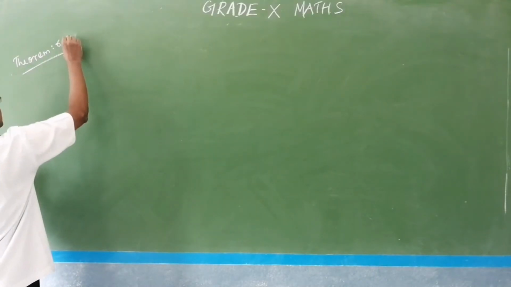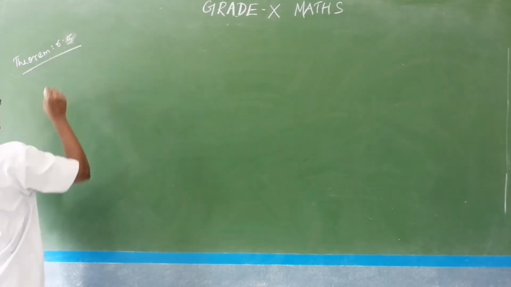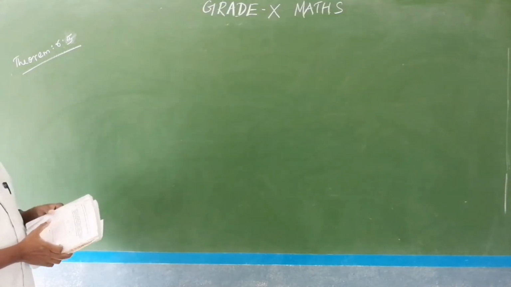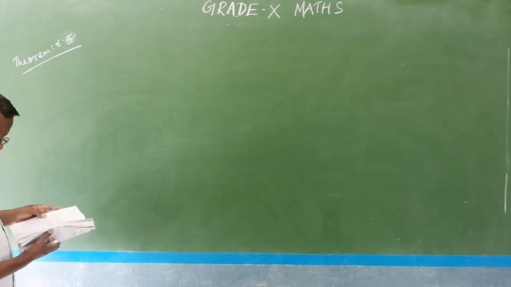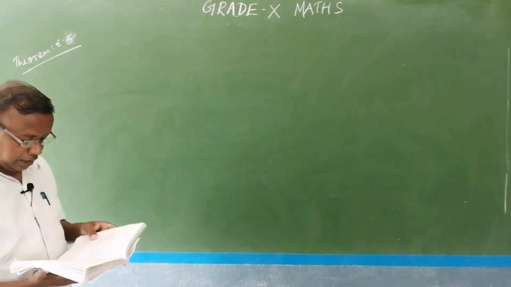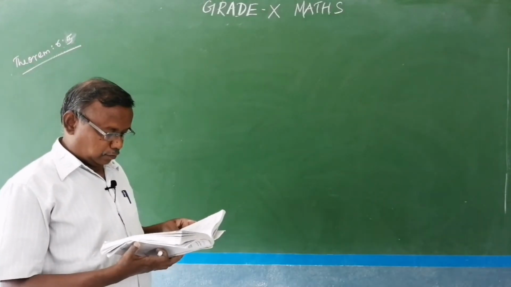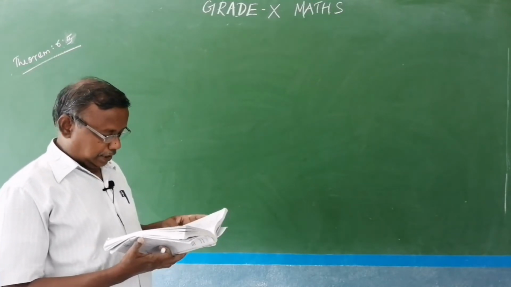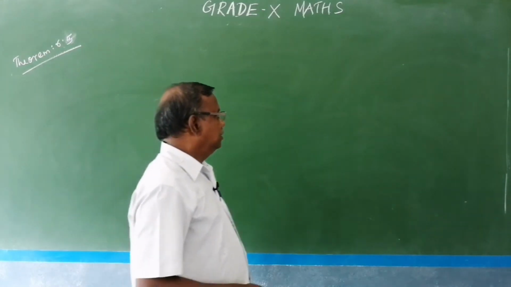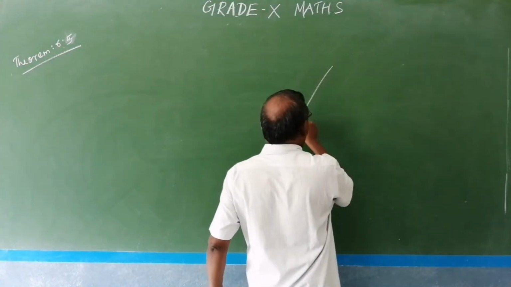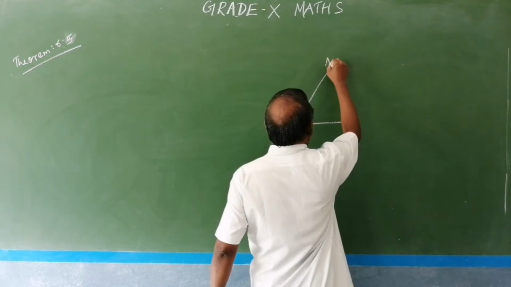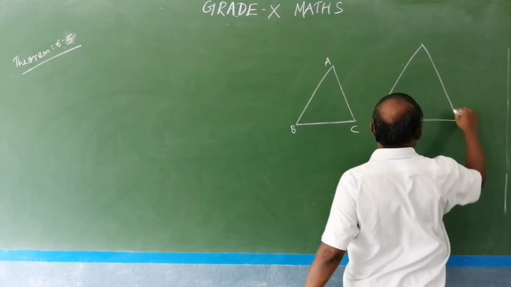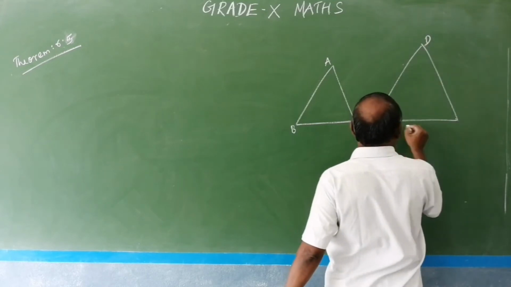Next, theorem 6.5. This criterion is known as SAS, side angle side, that is two sides and one included angle. So if one angle of a triangle is equal to one angle of another triangle, and the sides including these angles are proportional, then the two triangles are similar. So let us see. Once again let us draw two triangles ABC and another bigger triangle DEF.